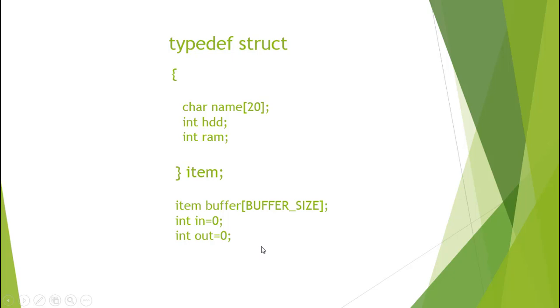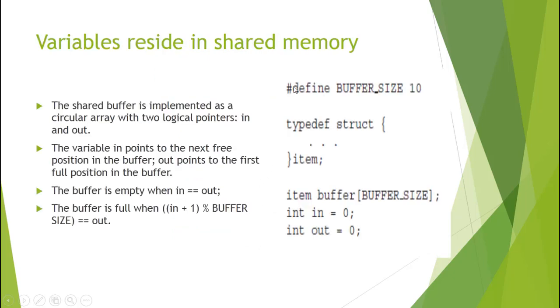Now if you see, the overall code present in your shared memory can be like this. A structure which consists of all the details of the item, and a buffer, which is an array consisting of the size of the buffer. Here the buffer size is defined as 10, and in and out are the pointers used for the producer and consumer process.